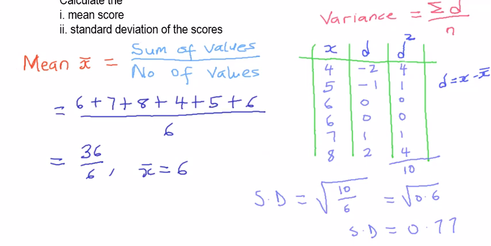Let's remember, the variance tells us the measure of the deviations. So this is how we calculate the mean and the standard deviation of an ungrouped data.